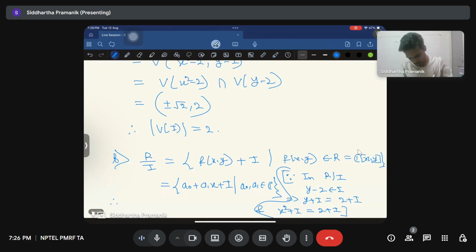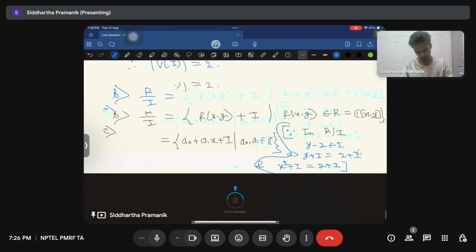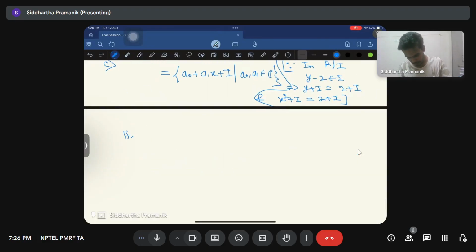And this also gives a basis. Hence 1 bar comma x bar is a k basis for R mod I. So the dimension of R mod I over k is basically 2.